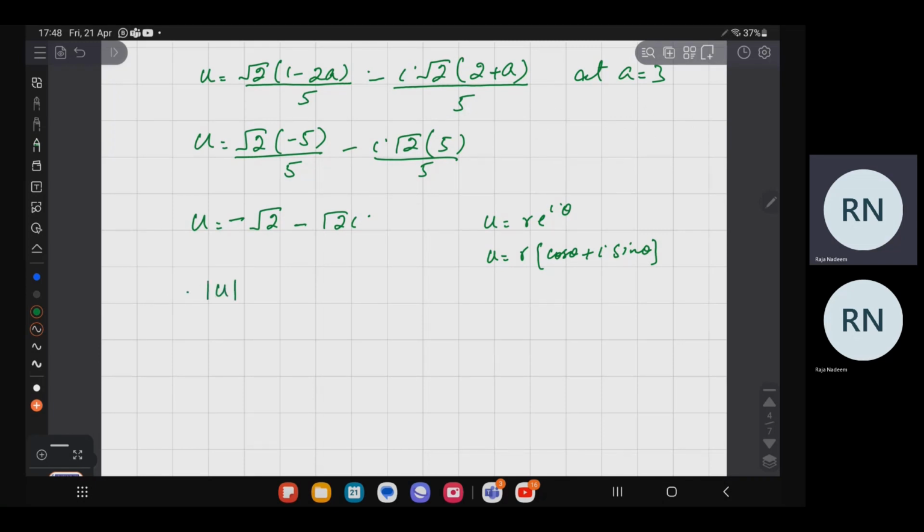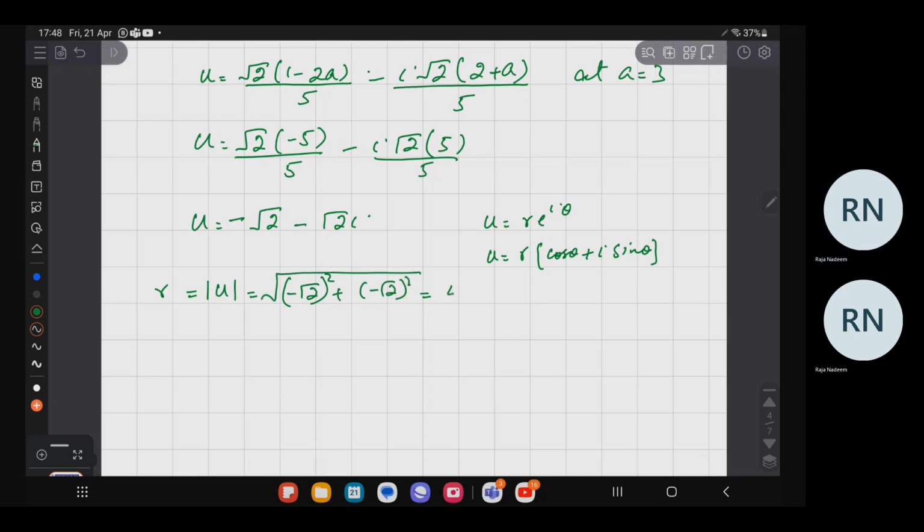If you take the modulus of u, so this would be the value of r, minus under root 2 square plus minus under root 2 square. It is 2 plus 2 and 4, the square root of 4 is equal to 2.